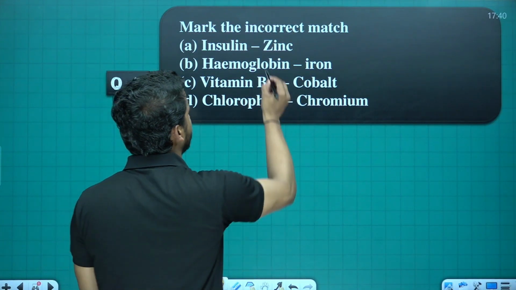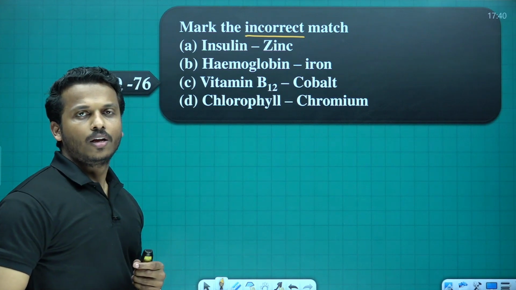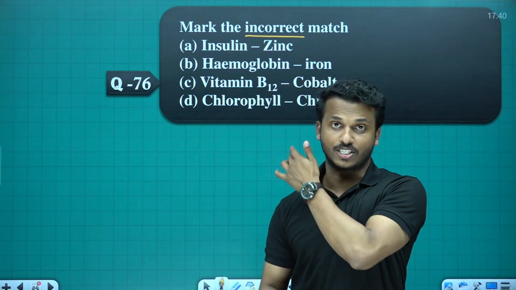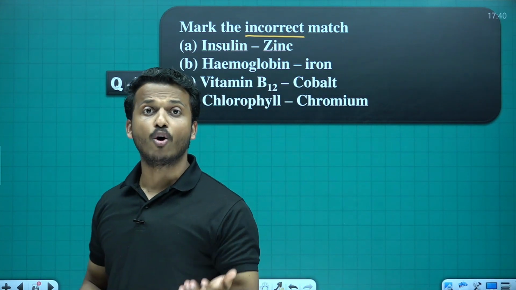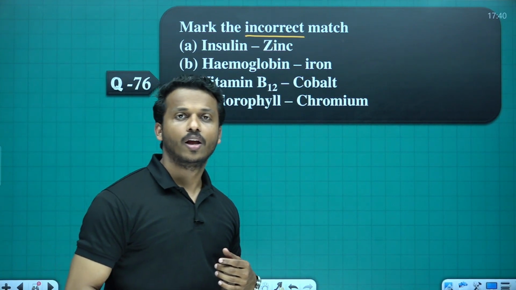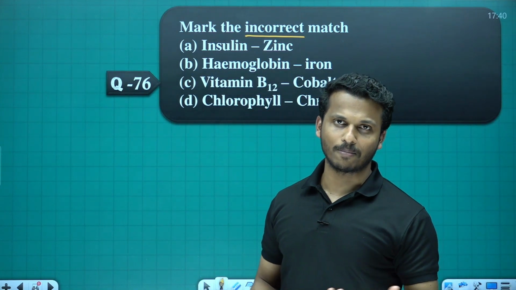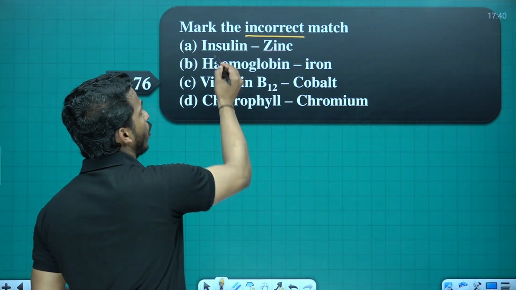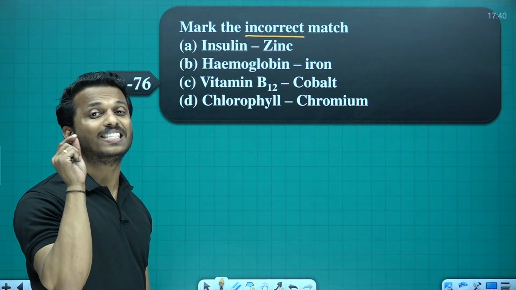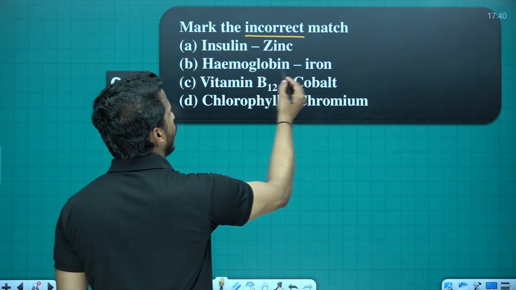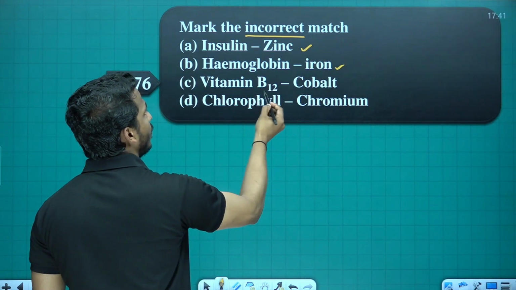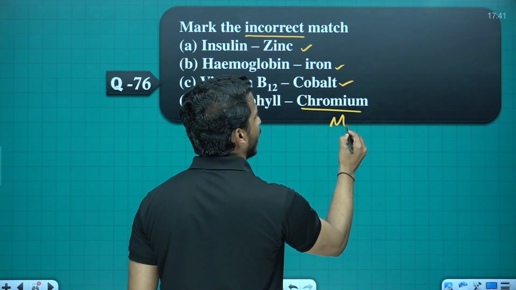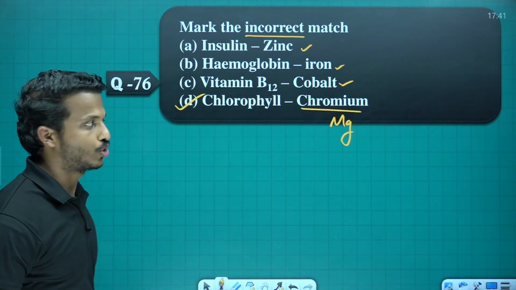Mark the incorrect match. If we studied in biology, where these coordination complexes are used in biological systems, we studied hemoglobin, iron is the central atom. Chlorophyll pigment, magnesium is the central metal atom. And vitamin B12, cobalt is the metal atom. And one more I am introducing you, insulin, zinc is the metal atom. Hemoglobin, iron, it is correct. Vitamin B12, cobalt is correct. Chlorophyll pigment, not chromium, it is magnesium. So this is the incorrect match.